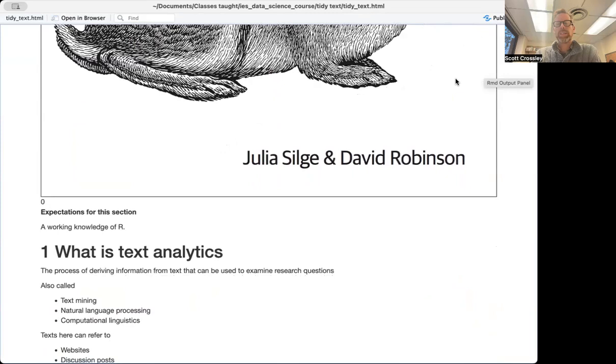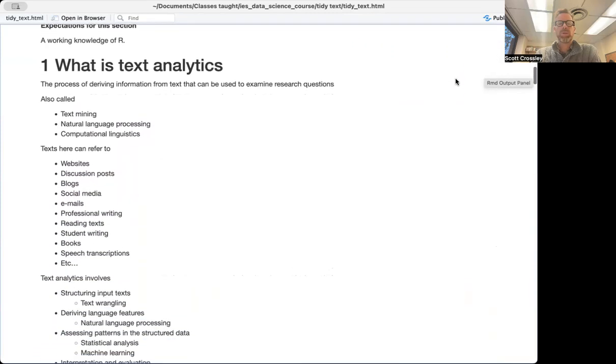What you're going to need for this module is a working knowledge of R, and I can more or less lead you along the way. There are RMD files, which is what this HTML file is based on, that you can use to follow along and to run code on your own.